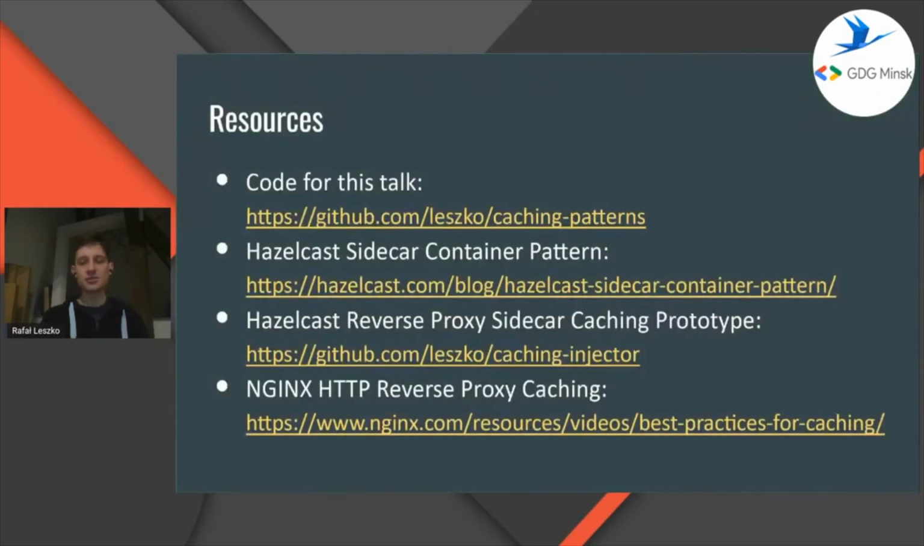And as the last slide for this presentation, I would like to share the resources. The first one is the GitHub, where you can find all this demo I've shown and even more, all the caching patterns, how it looks like in the code. Second one is the blog post on how to set up Hazelcast as a sidecar container. Third one is our prototype to do reverse proxy sidecar caching. And the last one is a very good video talk about using NGINX as a reverse proxy cache.